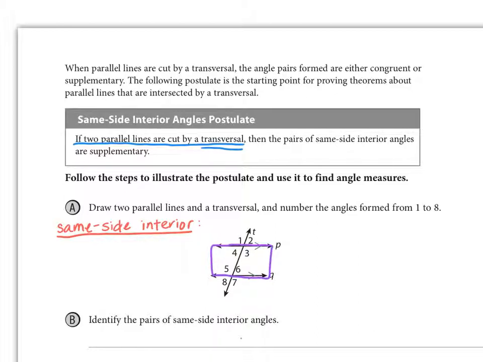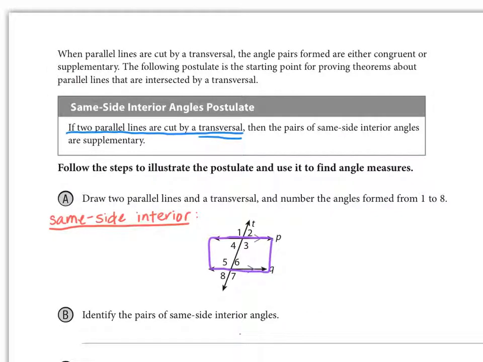Interior, or inside, is the angles 3, 4, 5, and 6. Those are interior. So which ones are on the same side of the transversal, but also inside of our parallel lines? Remember, we're looking at pairs of angles. Those pairs are angle 4 and angle 5. Now remember what this statement says: they are supplementary.